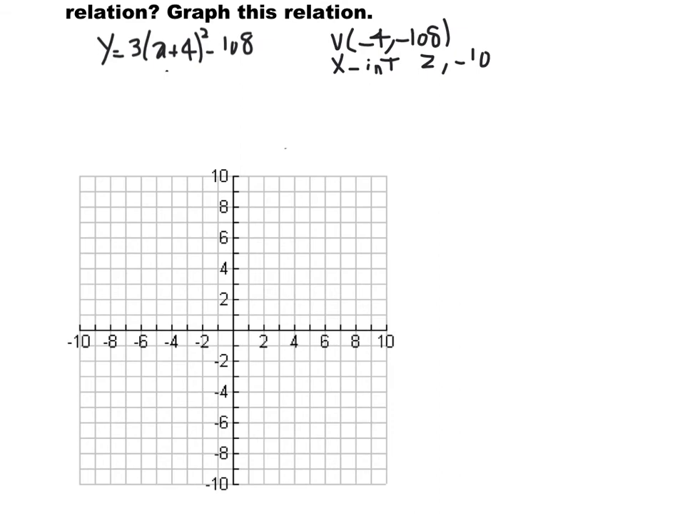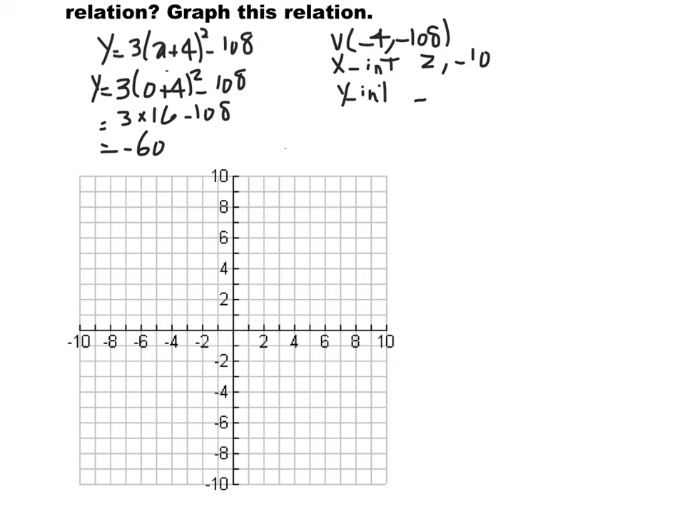Now we are going to find the y-intercept. Remember, to find the y-intercept, x is equal to 0. This is not standard form, so I can't say that y-intercept is -108. I have to sub x equal to 0 and evaluate. So I'm going to say the y-intercept, y is 3 times 0 plus 4 squared minus 108, which is 3 times 4 squared is 16 minus 108. If you evaluate this one, you get -60. So the y-intercept is -60.